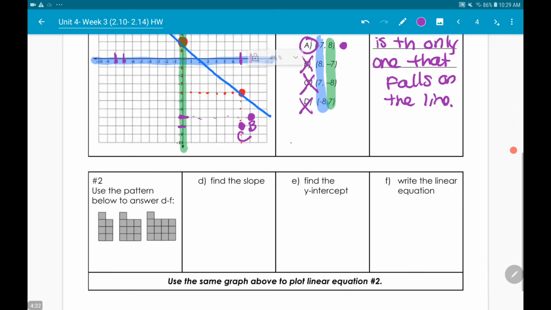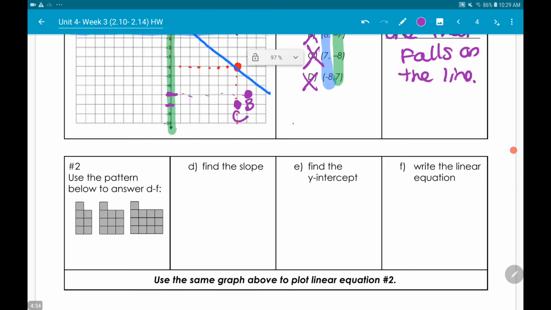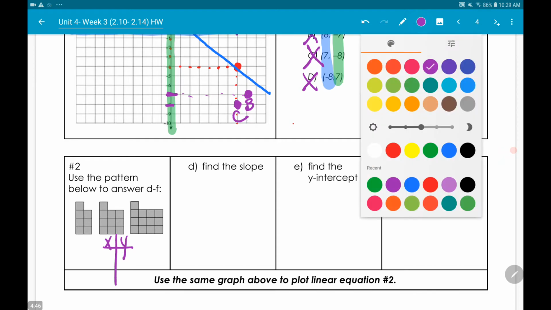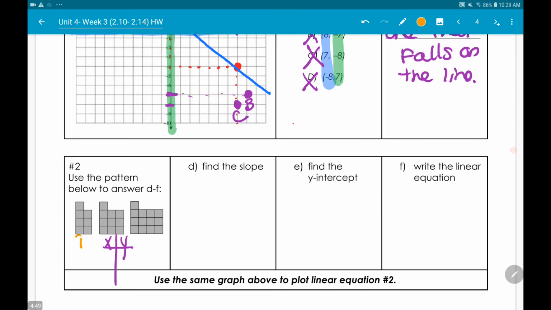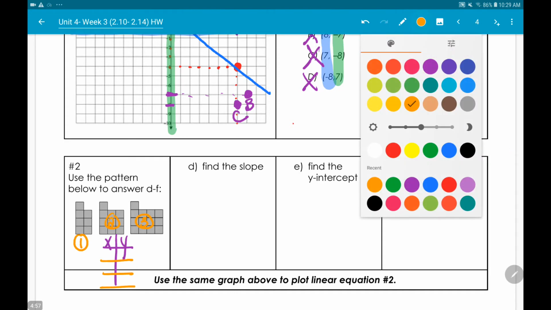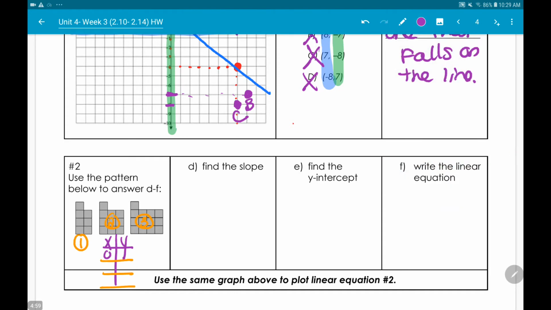All right, let's take a look at number 2. All right, use the pattern below to answer D through F. So first I need to find my slope. Before I can even find my slope, I want to put this into a table. Remember, when I have a pattern, this represents my first, second, third. And I need to leave a space for 0. So 0, 1, 2, 3.